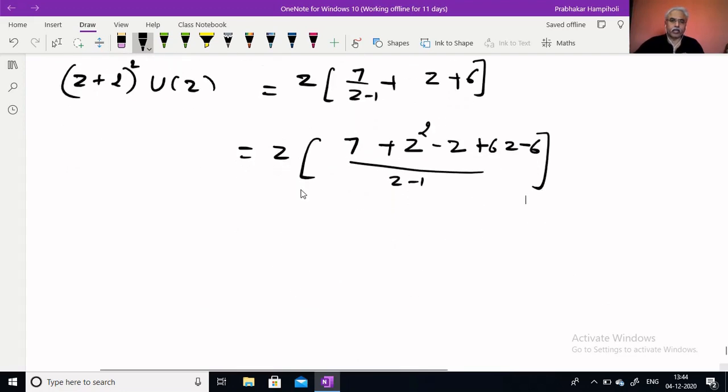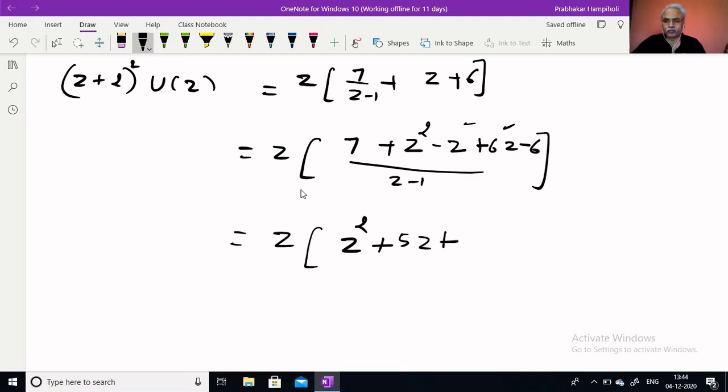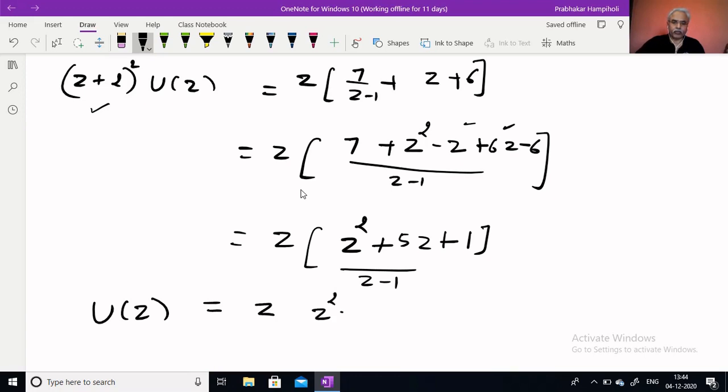Again, simplifying the right-hand side further, z into the bracket: the z² term is there. How many z terms are there? 6 minus 1, that is 5. What is the constant term? 1. So z² plus 5z plus 1, divided by z−1. Now we are ready to transfer the (z+2)² term to find u(z) equal to z(z²+5z+1) divided by (z−1)(z+2)².